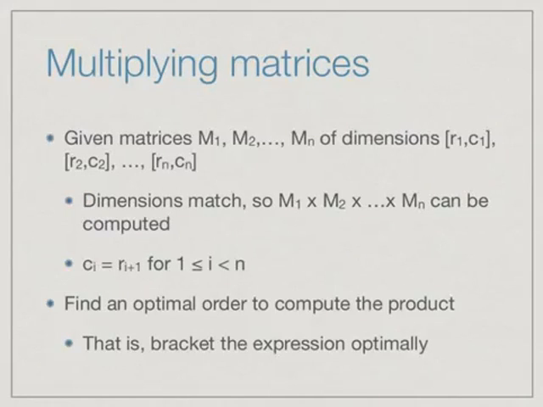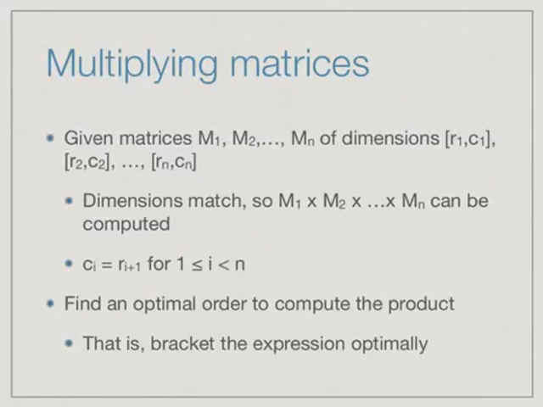So in general, we have a sequence M1 to Mn, and each of them has some rows and columns. What we are guaranteed is that each adjacent pair can be multiplied. So for R1, C1, R2, C2, the first two are such that C1 is equal to R2. The number of columns in the first matrix is equal to the number of rows in the second matrix. Similarly, C2 is equal to R3 and so on. So these dimensions are guaranteed to match, and the matrix multiplication is always possible.